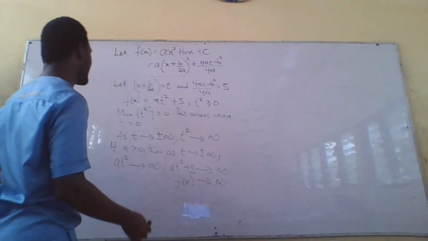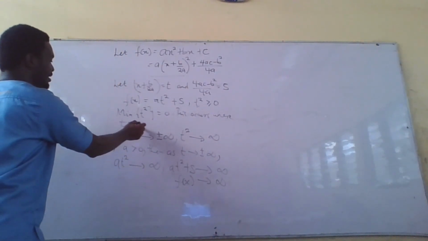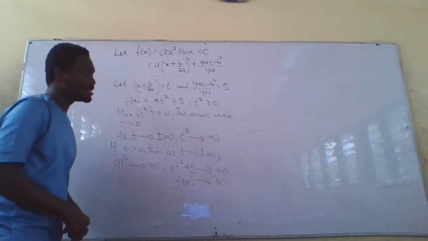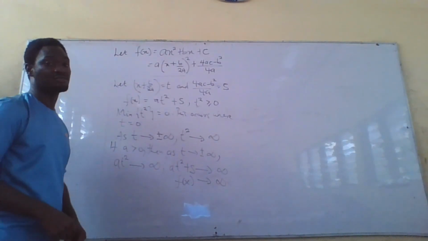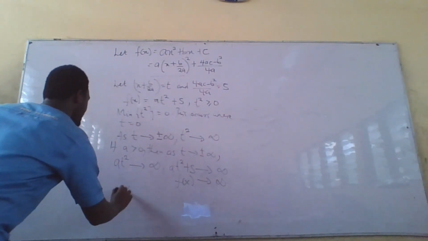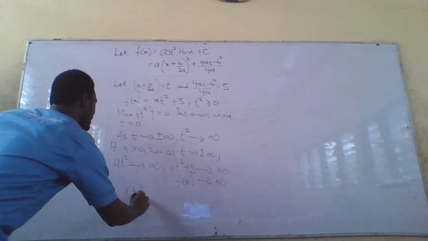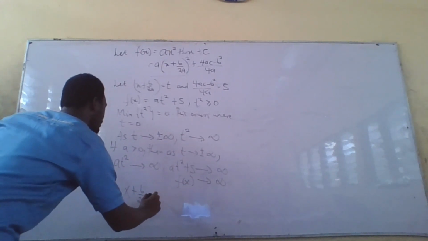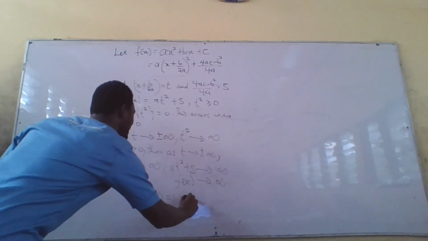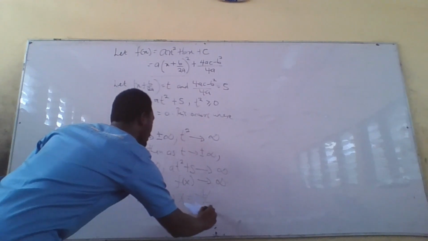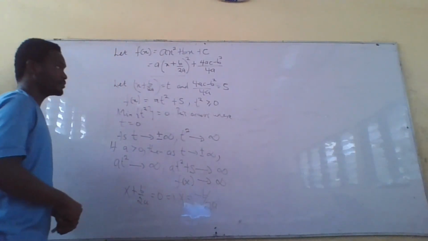We have noted that that is the point where t equals 0. What does the equality of t to 0 mean to x? It means that x plus b over 2a is equal to 0, which implies x is equal to minus b over 2a.